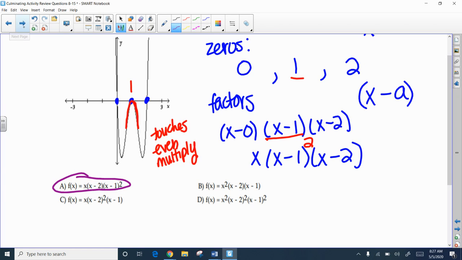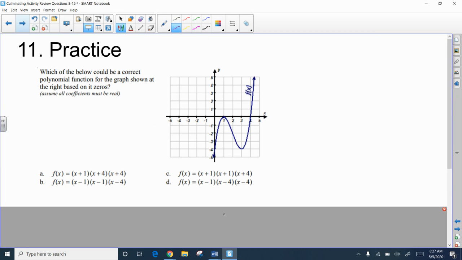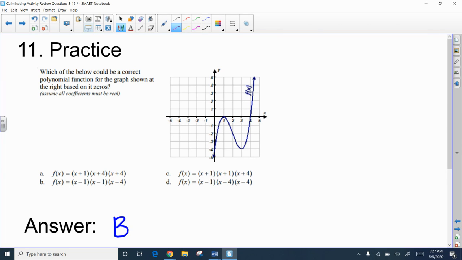All right, next, time for you to try one. So number 11, pause the video here and try practice problem 11, then check your answer. All right, the correct answer for number 11 is B. So notice here, there is x minus 1 and x minus 1. There's two of the same factor because the graph is just touching the axis at that point. And there's only one of these factors, x minus 4. That's why the answer is B.